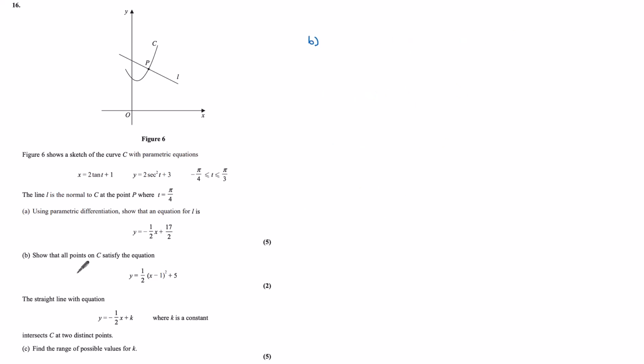I now want to show that all points on C satisfy the equation y is equal to a half of x minus 1 all squared plus 5. Now this is quite a strange question to think about. We've got x is equal to 2 tan t plus 1, and we know that y is equal to 2 sec squared t plus 3. So what I'm looking for is an equation that we're aware of which links tan and sec. Now, we should all remember and have fresh in our memory sine squared plus cos squared is equal to 1.